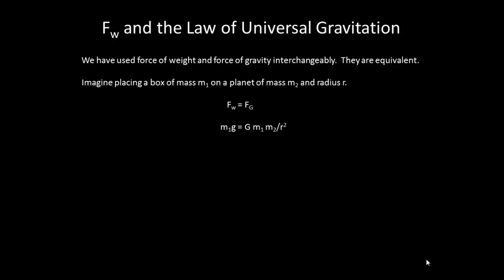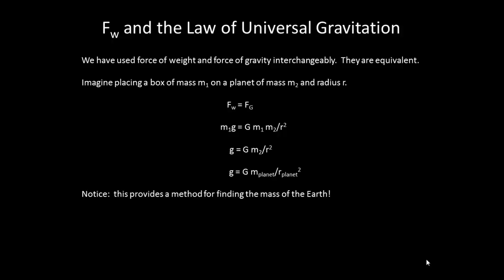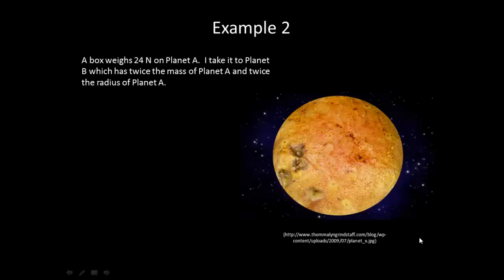Well, the force of weight should be equal to the force of gravity. The force of weight is going to be the mass of the box times little g, and the force of gravity is big G, mass 1, mass 2 over r squared. So we see that the masses cancel out, and little g is actually just equal to our big G, the constant, times the mass of our planet divided by the radius of the planet squared. Notice that this provides a method that could be used for finding the mass of the Earth.